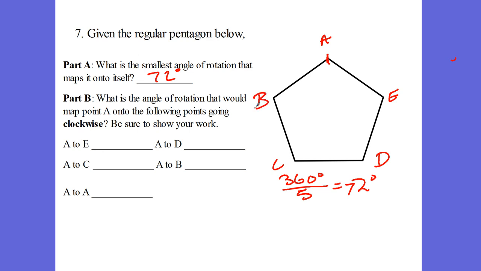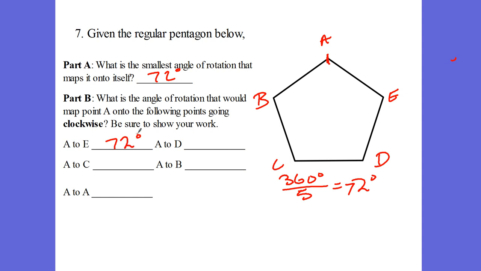Since we're rotating clockwise, to go from A to E clockwise, we're going this way from here to here. How much is it going to have to rotate? 72 degrees. Why 72? Because each time from every point it's 72 degrees, right? So this first one is 72.